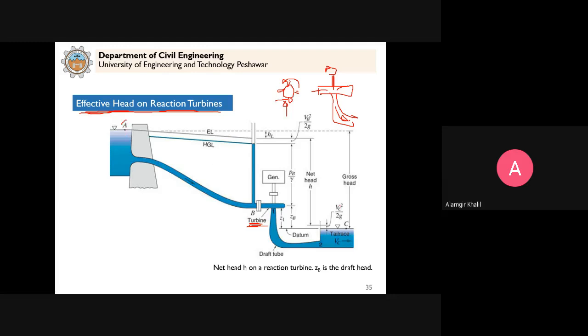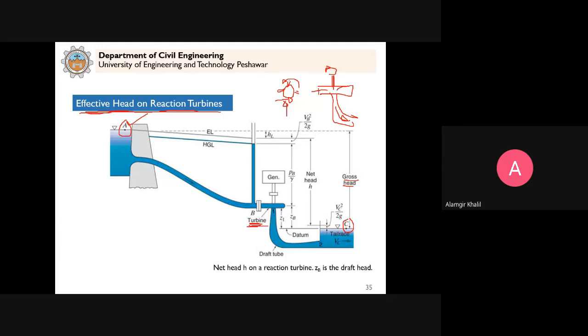Again, we see that we have this point A here, and we have this point C in the tail race. So the head that we consider is the difference between these two. That is the gross head that is available to the turbine.